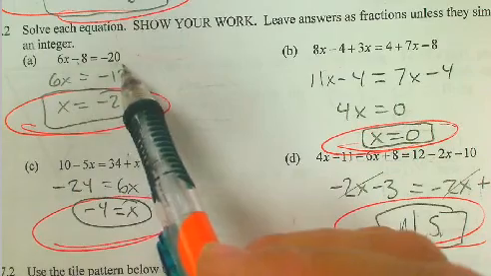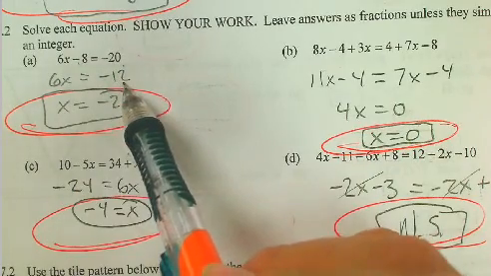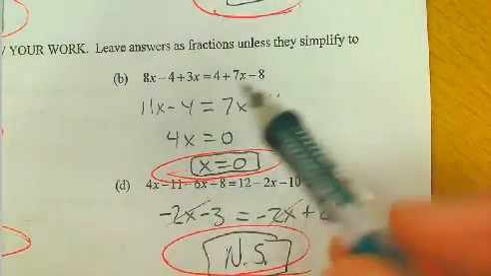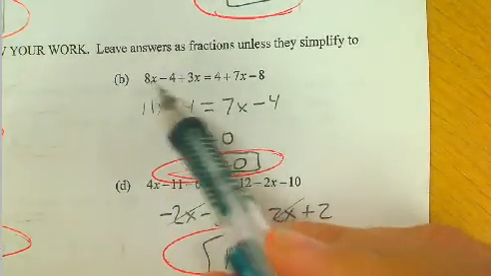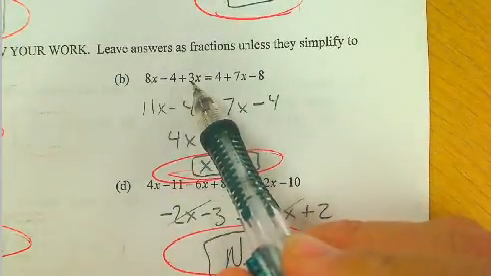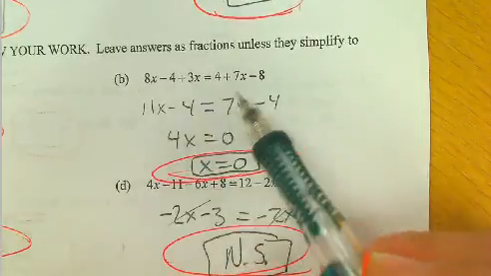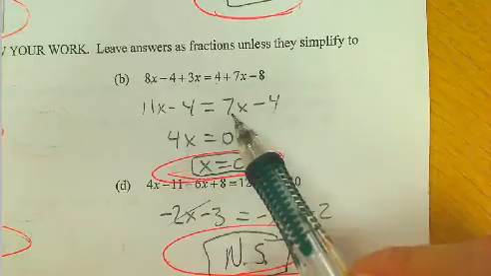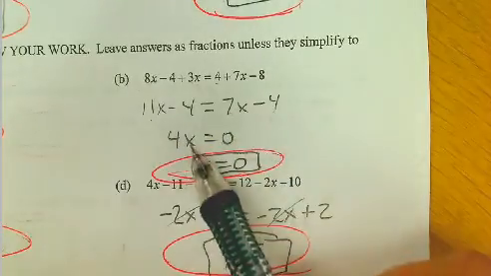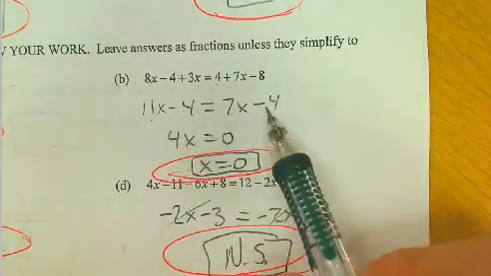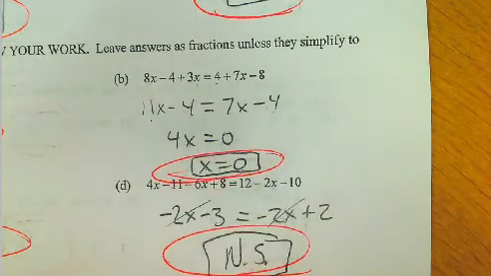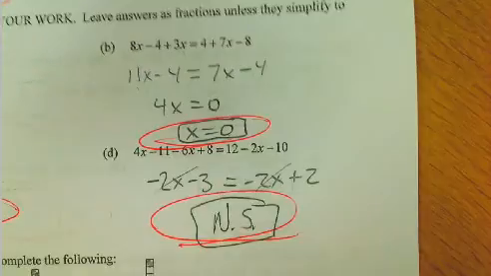I would add 8 to both sides, and I get negative 12. Divide by 6 on each side, you get negative 2. We got 11 when I combine like terms. When I combine like terms, I get negative 4. Subtract 7x from both sides, that gives me the 4x. Add 4 to both sides, and it gives me the 0. So x equals 0, because 0 times 4 would be 0.